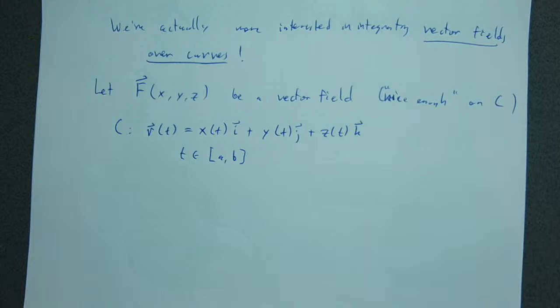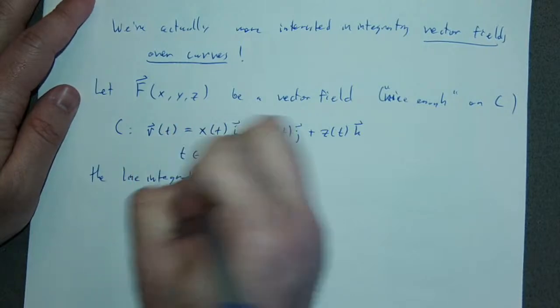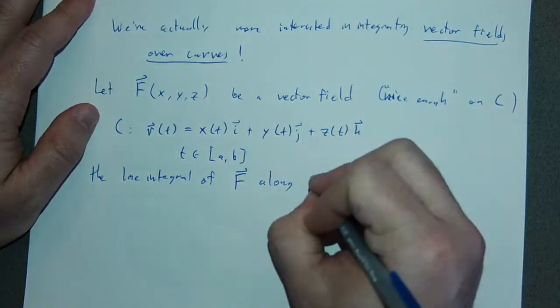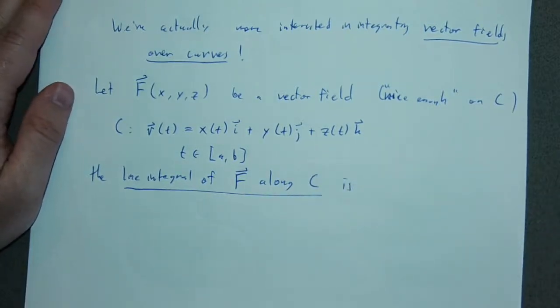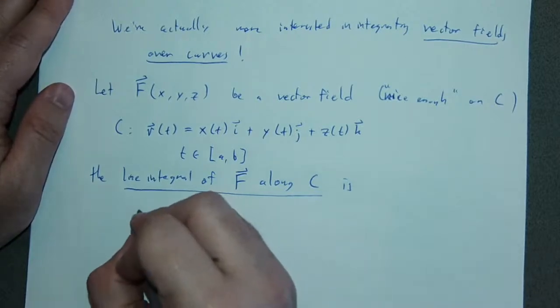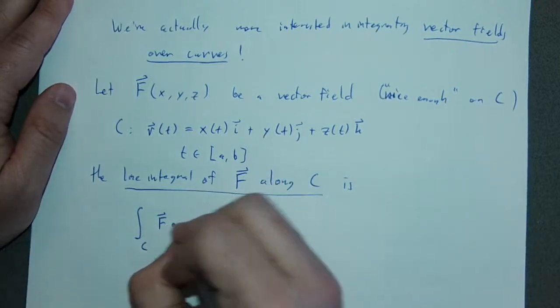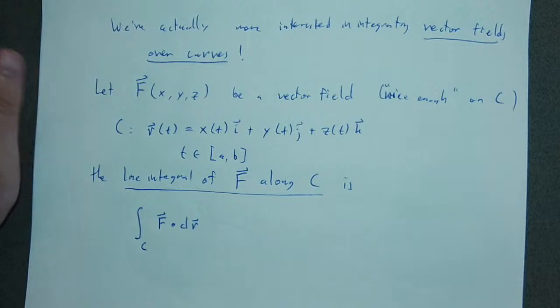So, how do I discuss the integral of the vector field along this curve C? The line integral of the vector field F along C. This first expression I'm going to write is purely notation, but it's notation that helps you remember how this is done. This is the integral over C of my vector field F dot dr. This is purely notation, but it's good notation because it helps you remember how this goes.